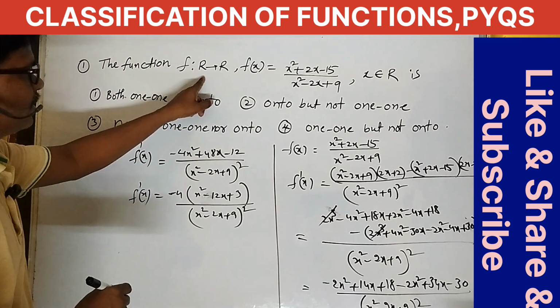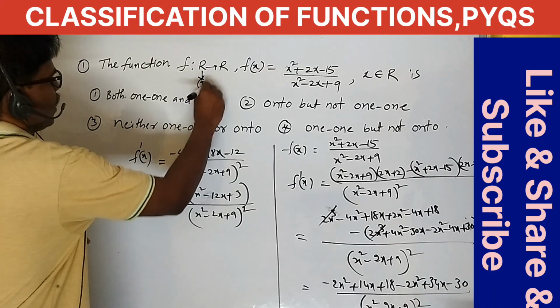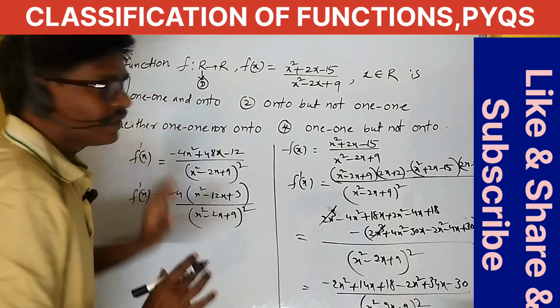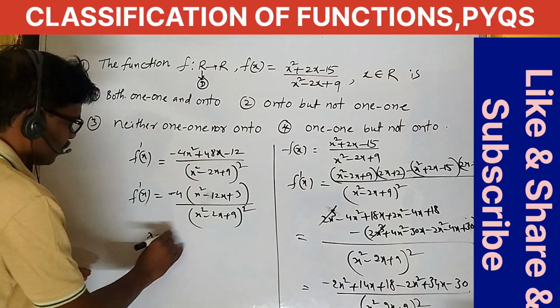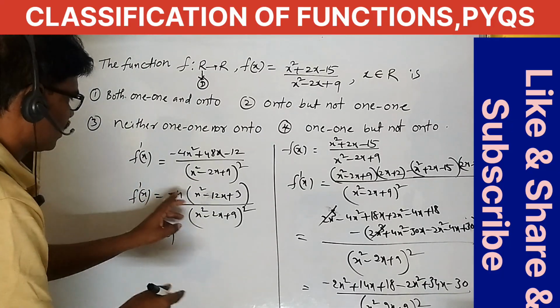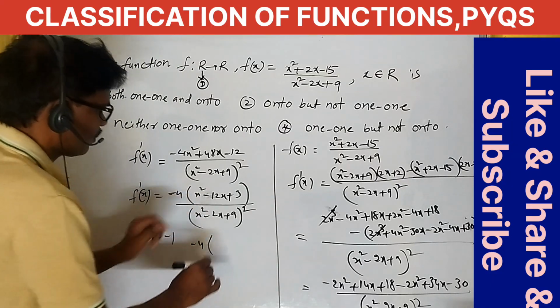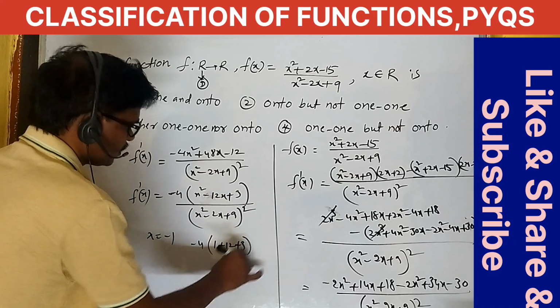What is the domain? R is the domain, which means minus infinity to plus infinity. In this case, suppose for example x is equal to minus 1. Minus 1 whole square is equal to 1, and minus 4 into minus 1 whole square is equal to 1. This is the plus 12, this is plus 3.